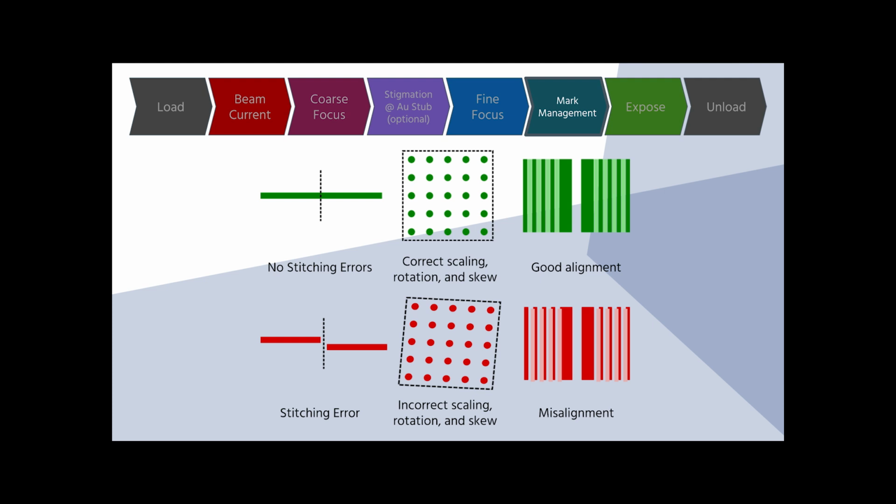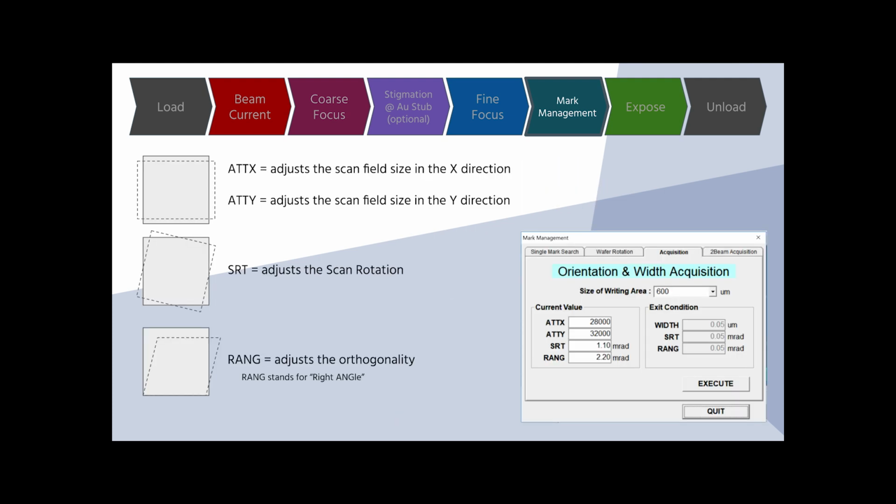Remember all those fields that we spent much of video 2 discussing? We need to consider those now. We need to calibrate the tool for the given beam conditions to ensure that the fields are being drawn accurately. We don't want a stitching error at the edge of a write field. We want the scaling, rotation, and skew of each write field to be correct. And we want good alignment to underlying features. The calibration procedure that we run is called mark management.